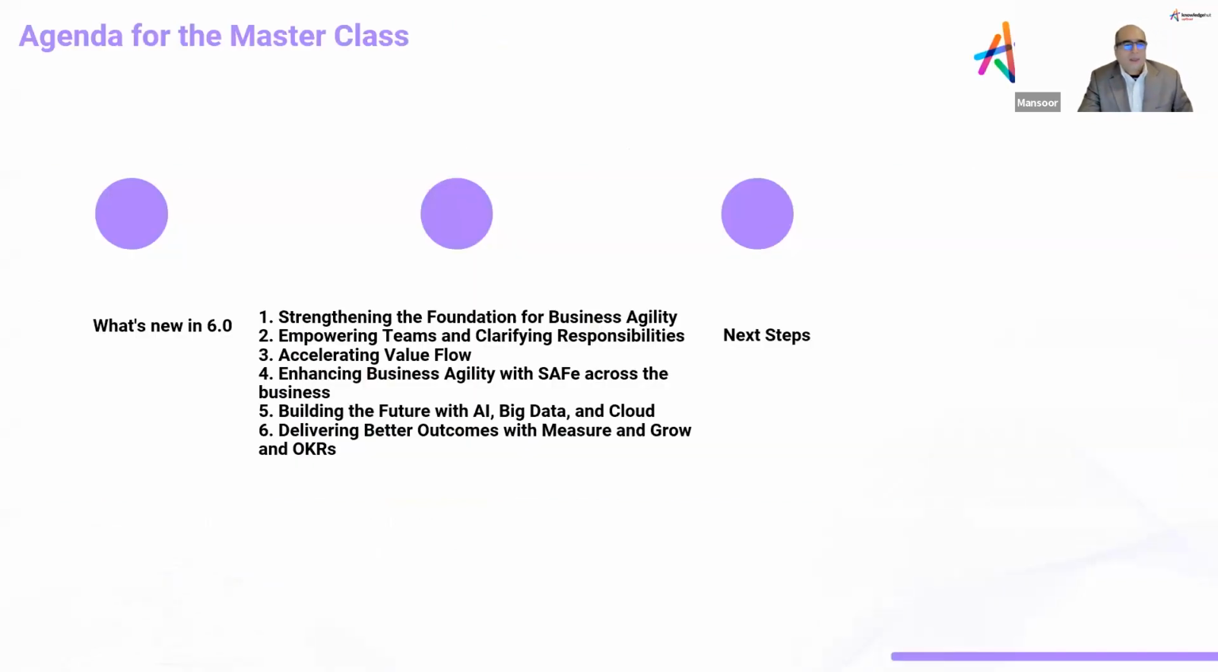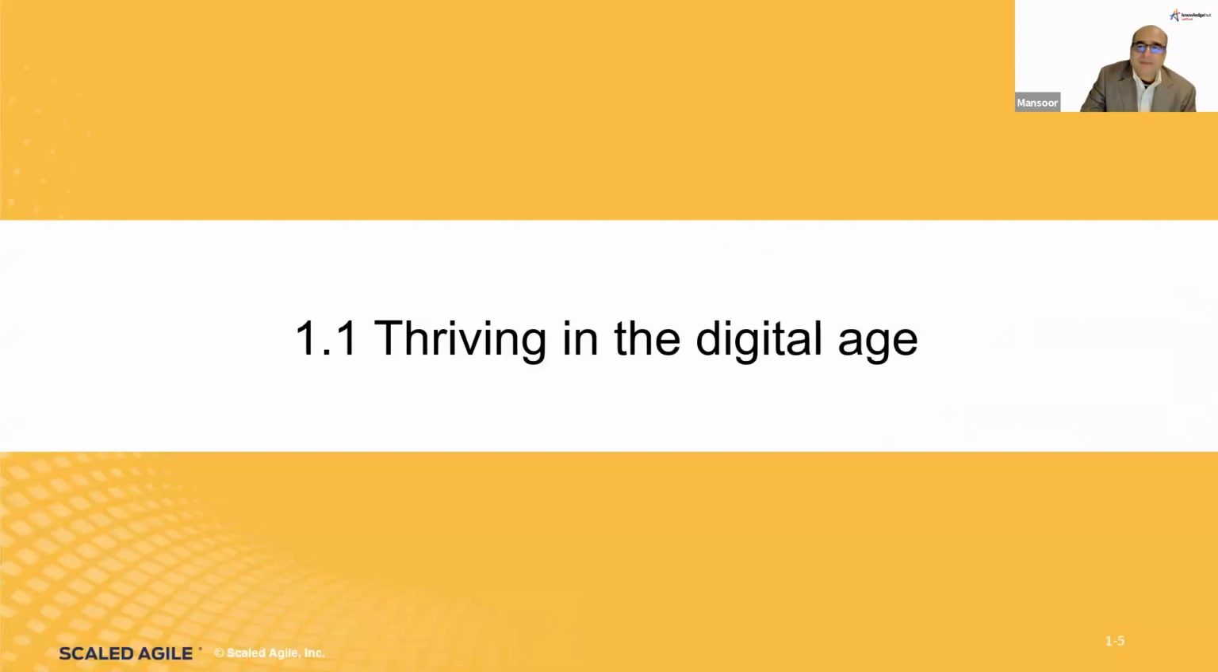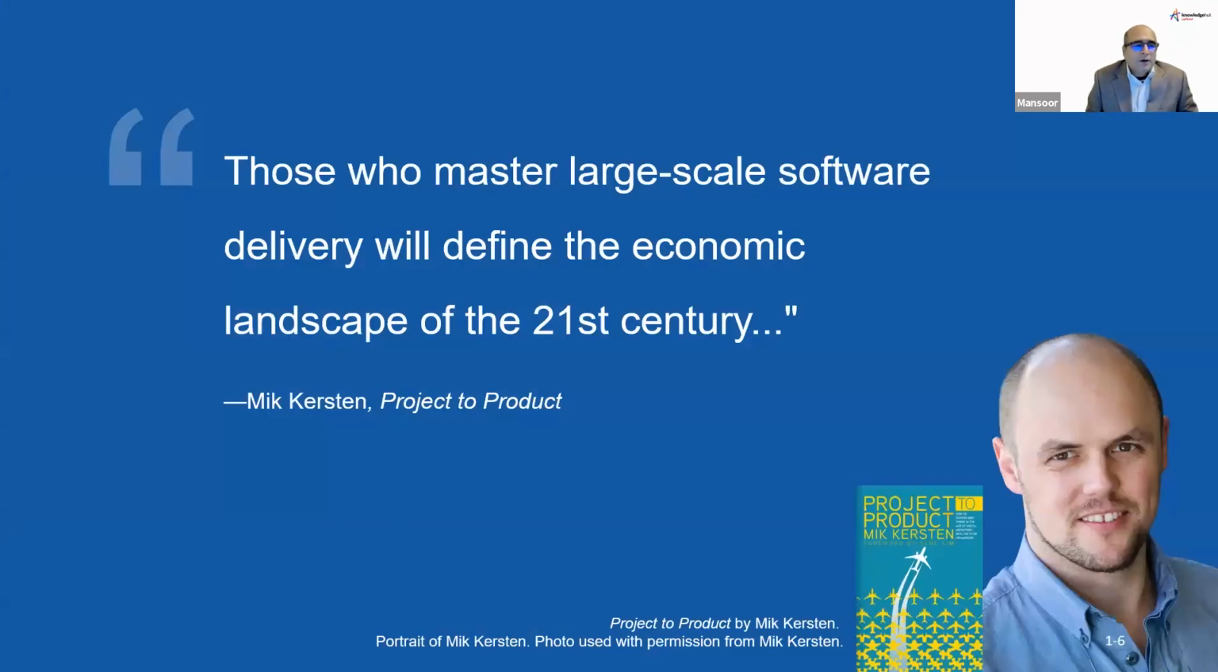Now let's move on to see what's new in SAFe 6.0. Today I'm going to quickly talk about SAFe, and why SAFe. SAFe is important because those who master large-scale solution software delivery will define the economic landscape of the 21st century. This is Mik Kersten, who wrote a book, From Project to Product. He emphasizes the need for a paradigm shift to move away from projects. Why? Because a project has a start and an end, whereas products are ongoing.